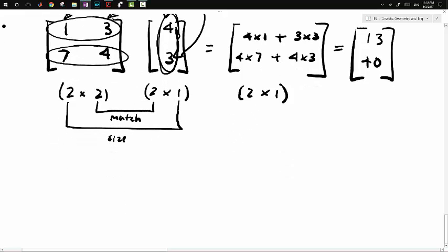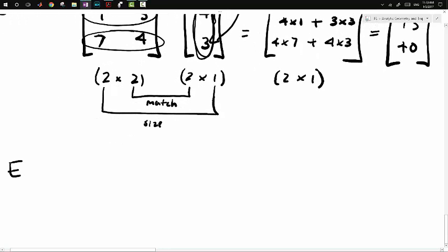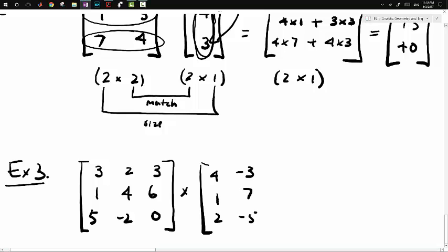So basically, let's do another example to help clarify what I did there. So let's say we have a matrix 3, 2, 3, 1, 4, 6, 2, 0. We're going to multiply it by 4, 1, 2, negative 3, 7, negative 5.